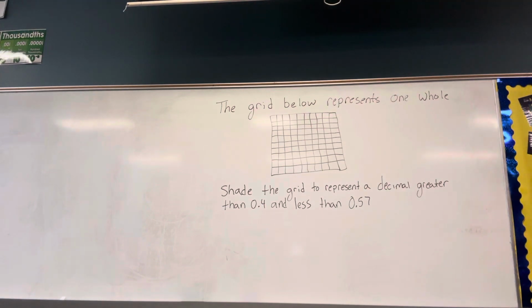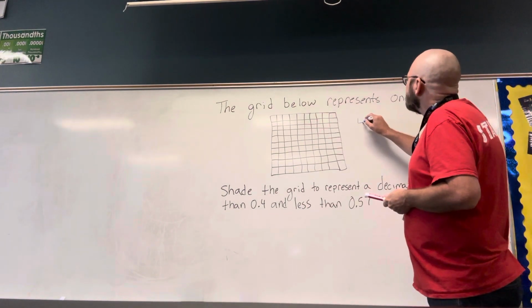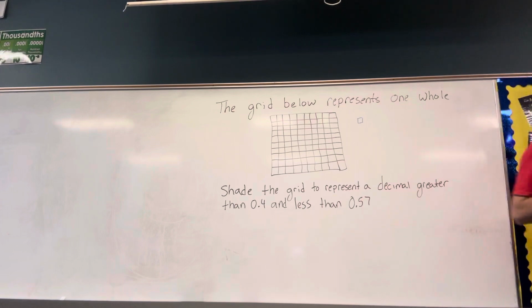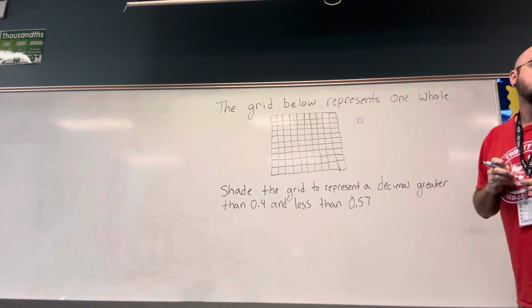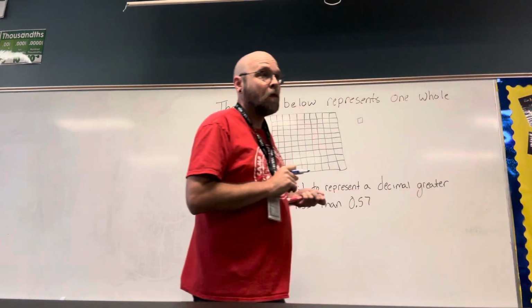The grid below represents one whole. Shade the grid to represent a decimal greater than 4/10 and less than 57/100. So let's talk first. How much is each little box going to be worth, Rebecca? One what? 100.